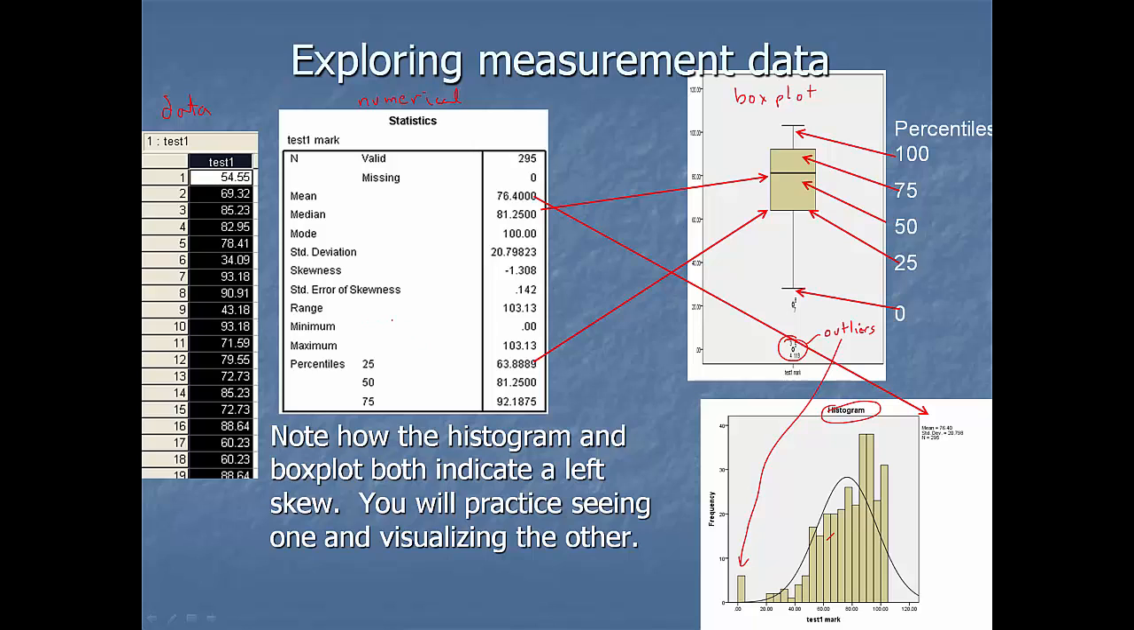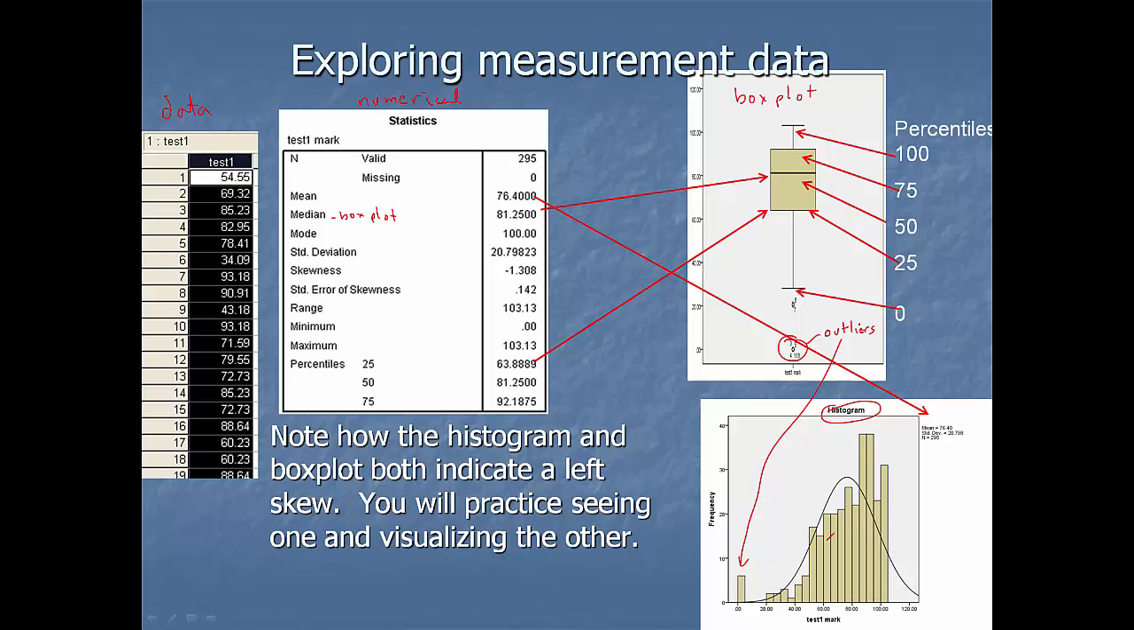And you see the numbers here also appear on the graph. So the median appears on the box plot. Exactly. And the mean doesn't appear on the histogram, but it's calculated by SPSS on the histogram. So they all work together, and you can get information from various places.